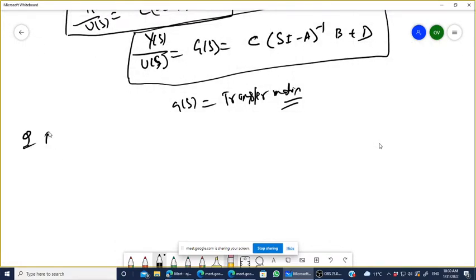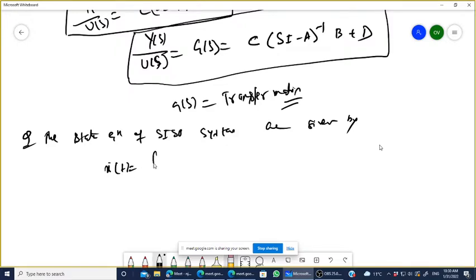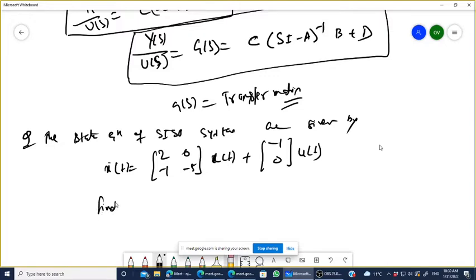Question: the state equation of a SISO system is given by x dot(t) equals [2 0; -1 -5] x(t) plus [-1 0] u(t). Find the transfer matrix, or transfer function.